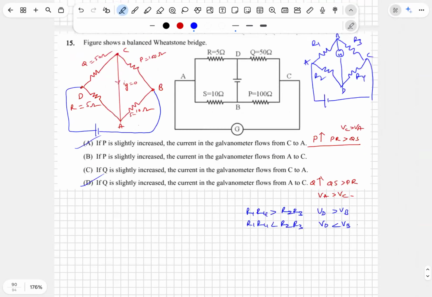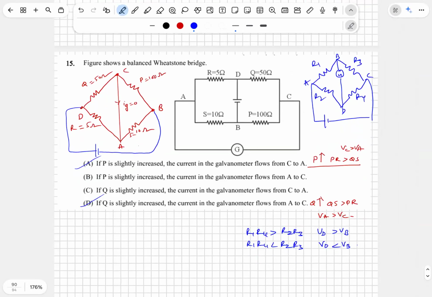The battery should stay the same. What have I changed now? I didn't change anything. I didn't even touch the battery part. I didn't even touch the galvanometer part. I'm just changing the magnitudes of the arms. That's all.